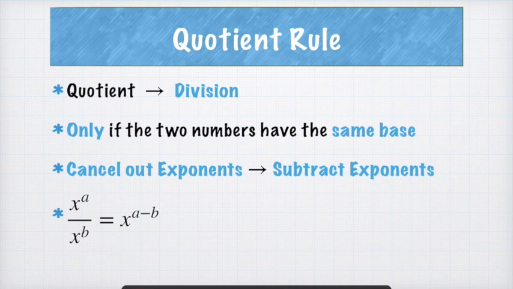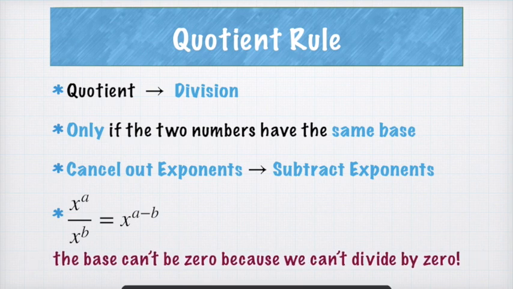So our example here is x to the a all over x to the b, and what we get is x to the a minus b, so your top number up here, a, minus your bottom number, b, and that'll give you your answer.